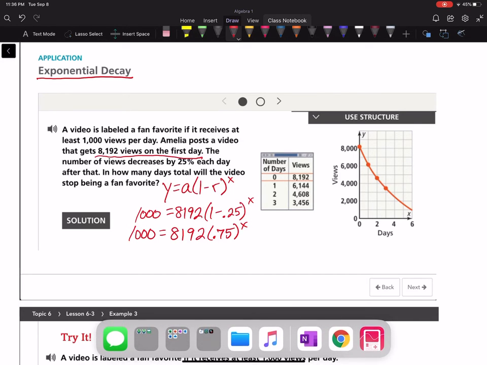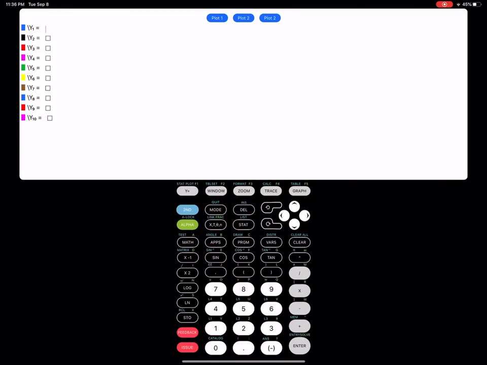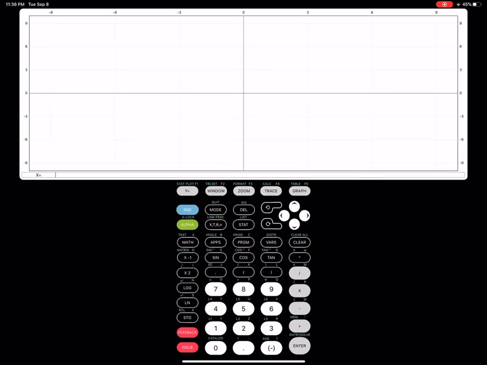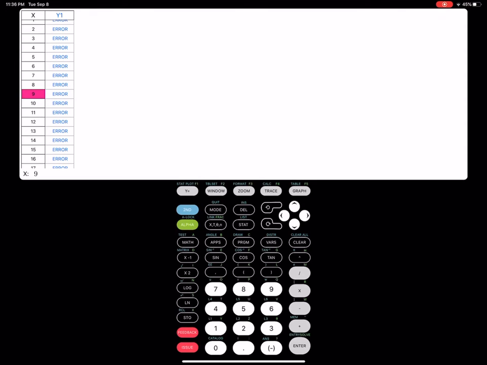So just let me show you, you go to your y equals on your calculator, you're going to type in your 8,000, well, I lost it. How many was it? 8,192. 8,192 times 0.75 to the x power. And we graph that. And as you can see, we can't even see the graph. Thankfully, we don't always have to see it. We can also go to the table. So hit second graph and go to the table.